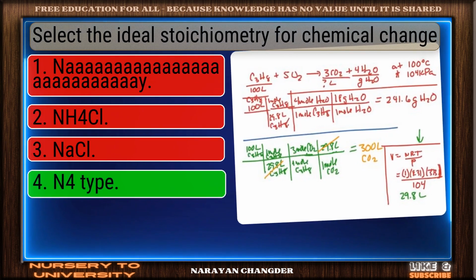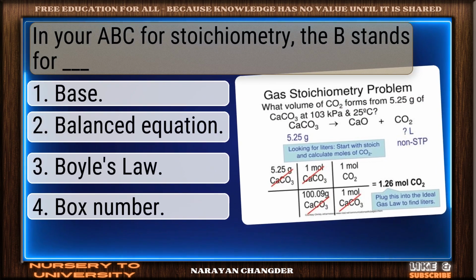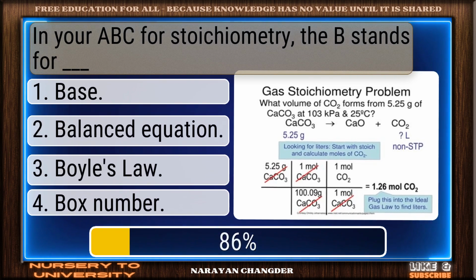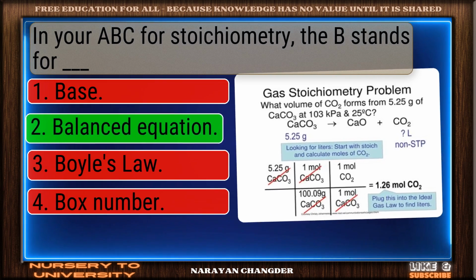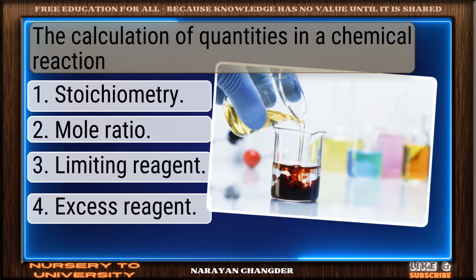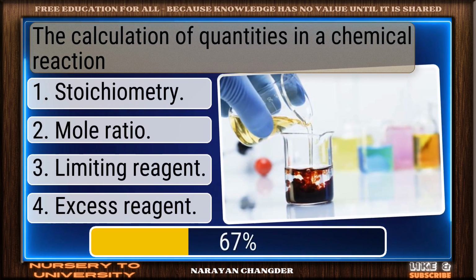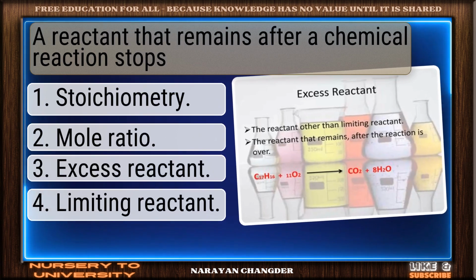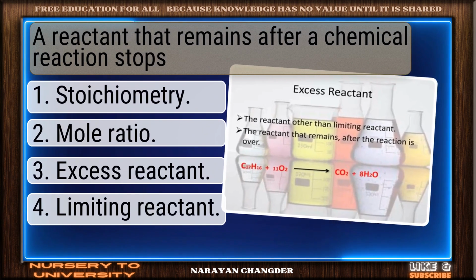Perfect choice, in type. In your ABC for stoichiometry, the B stands for dash. Smart thinking, balanced equation. The calculation of quantities in a chemical reaction. Well-articulated, stoichiometry. A reactant that remains after a chemical reaction stops.